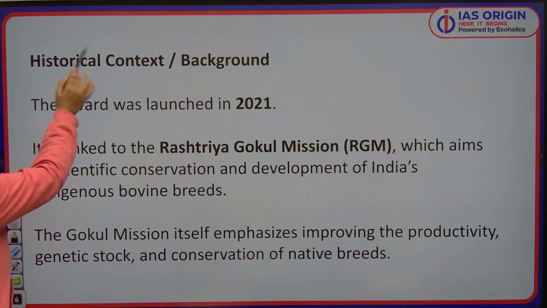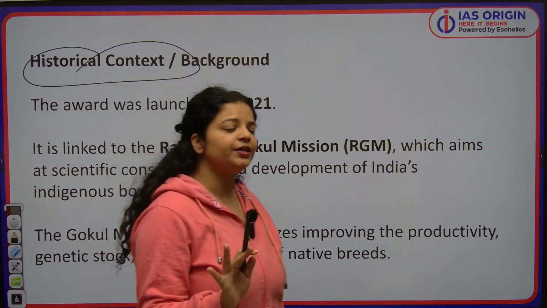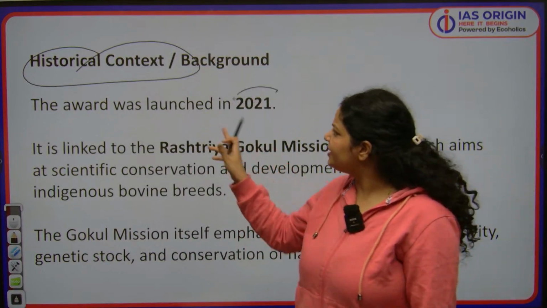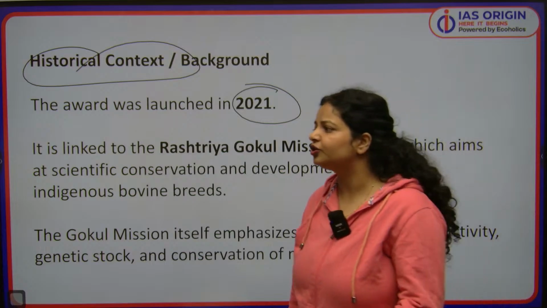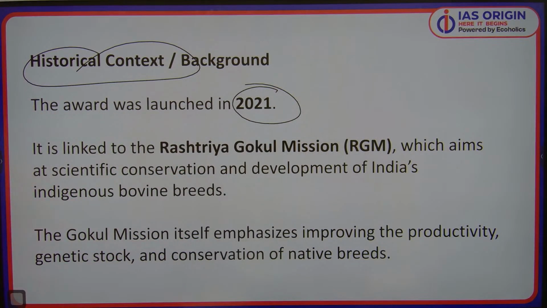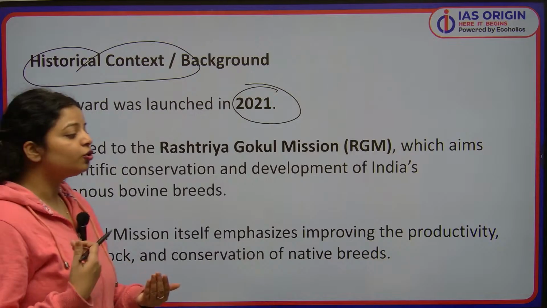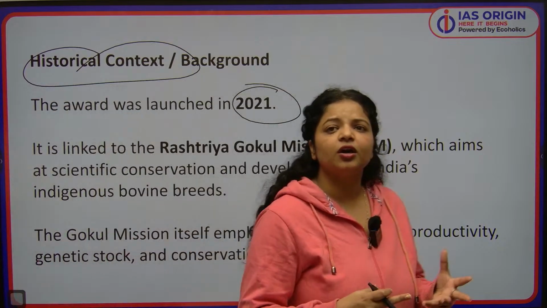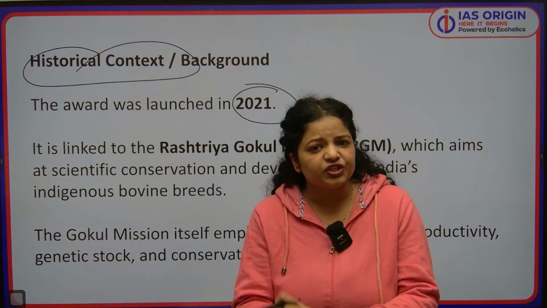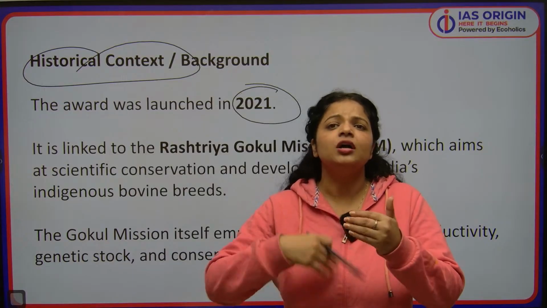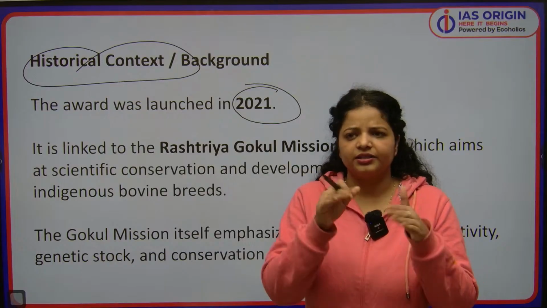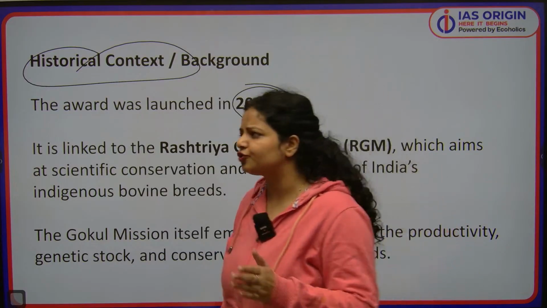Now, historical context: obviously it was started in 2021. So it's not a very historical event. In May 2021 it was launched, under the initiative which I have talked about, that is the Rashtriya Gokul Mission. The aim of the Rashtriya Gokul Mission is basically to work on more dairy production, by preserving the indigenous species and indigenous bovines, and also going for artificial insemination as well. So this is also the aim of your Rashtriya Gokul Mission.